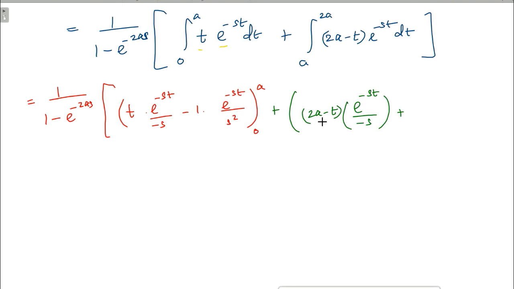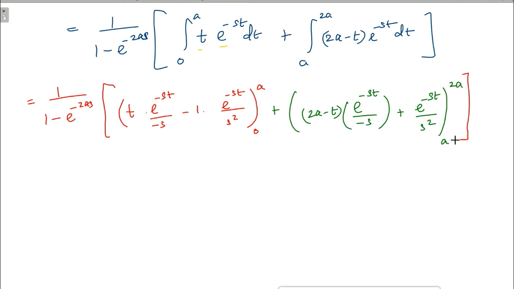So if you differentiate 2a minus t with respect to t, you may get minus 1. In the formula already you have 1 minus, so minus minus plus. So plus e power minus st divided by s square, from a to 2a.